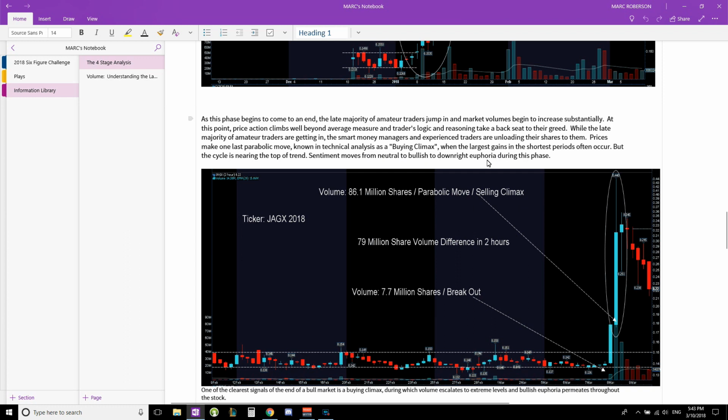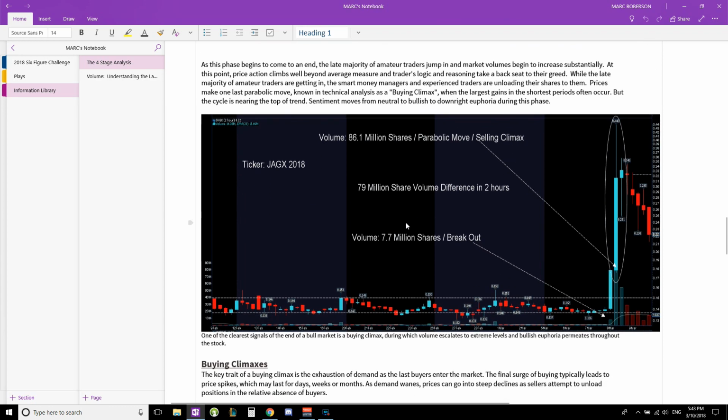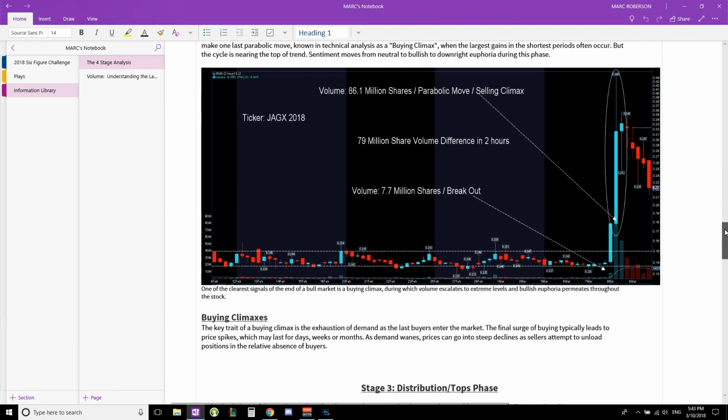Prices make one last parabolic move, known in technical analysis as a buying climax, when the largest gains in the shortest period often occur, but the cycle is nearing the top of the trend. Sentiment moves from neutral to bullish to downright euphoria during this phase. So what does that mean? All right, so let's look at what a buying climax is.